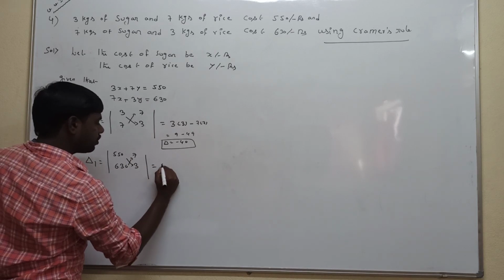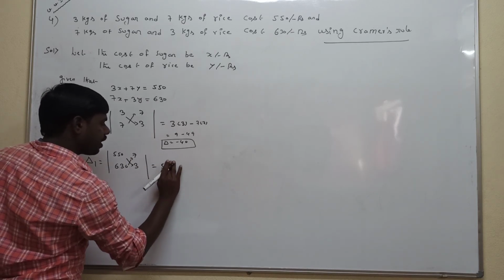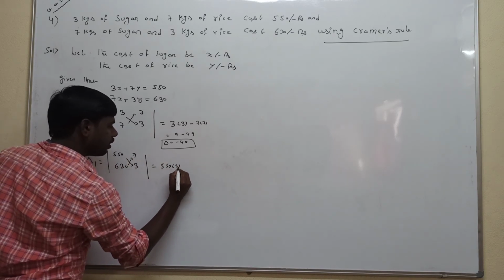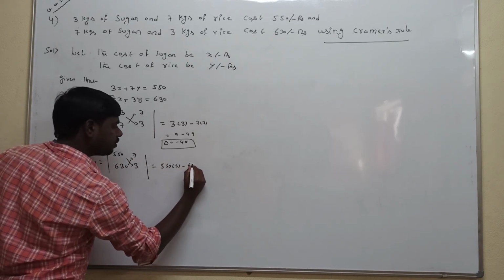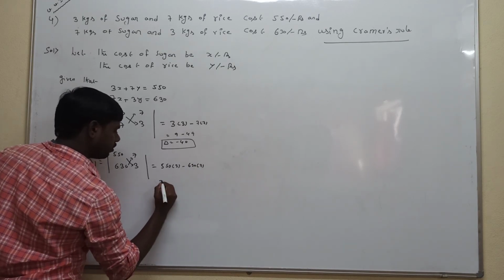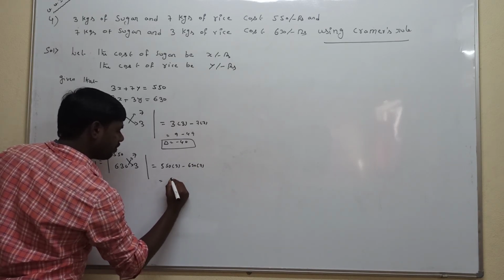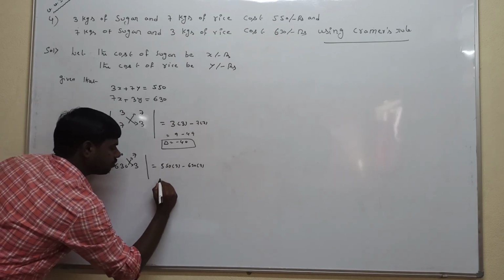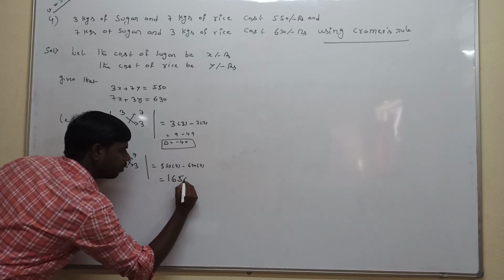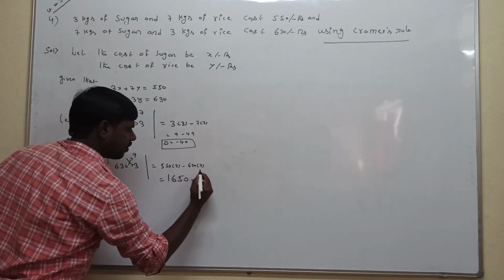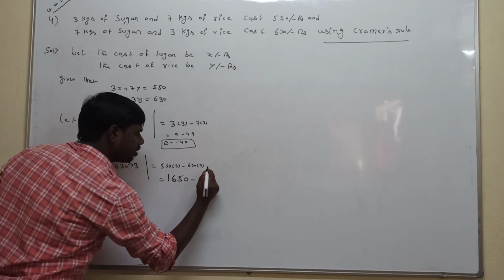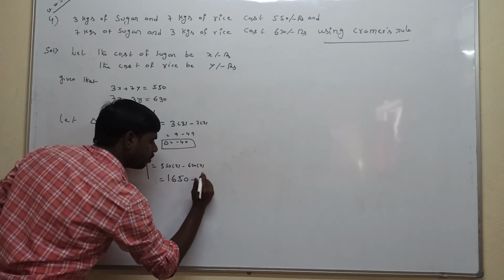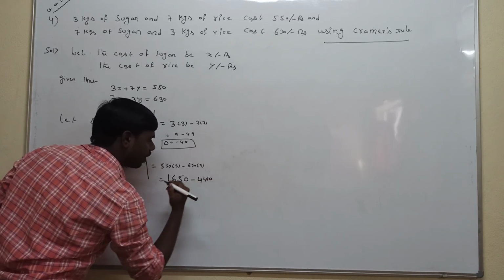So 550 into 3, cross multiplication, we take the middle minus compulsory. 550 into 3 minus 630 into 7. So we simplify. 3 into 0 is 0, 3 fives are 15, 3 fives are 15, so 1650. Then 630 into 7: 7 into 0 is 0, 7 threes are 21, 7 sixes are 42, 42 plus 2 is 44. So 4410.